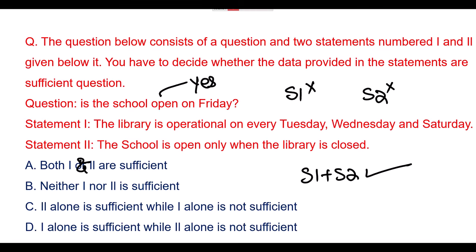The library is closed on Friday, so when the library is closed, the school will be open. So put together, I can answer. The answer can be no also, not a problem. Both statements put together are sufficient. Data sufficiency: which data is required to answer the given question.